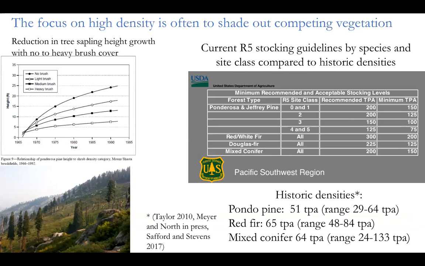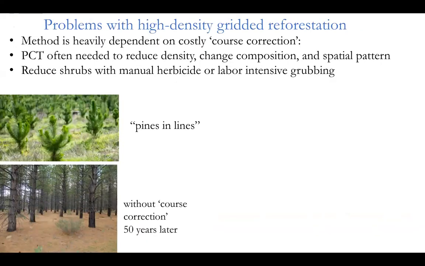So there's a bit of a discrepancy there between recommended and even minimum stocking guidelines and what frequent-fire forests would have had historically. And so the motivation for this came out of some observations from a number of the folks on the paper, including a few silviculturists on local forests in California, that recognize that this method of traditional planting is heavily dependent on that subsequent intervention, the course correction, the ability to go in after the initial planting and tweak the landscape to more accurately represent a desired condition.